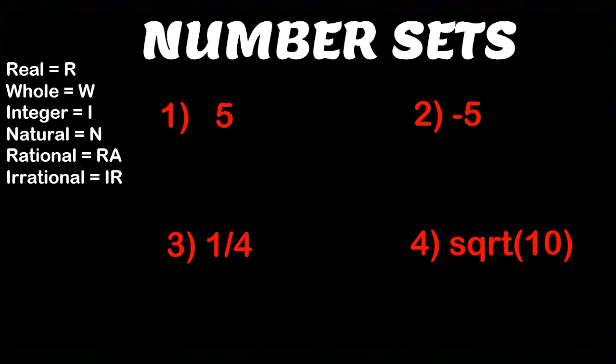You can see the key that I have on the left-hand side. I have real, whole, integer, natural, rational, and irrational. And so all we're going to do here is classify these numbers based on what they are. So we're going to go right in order here.